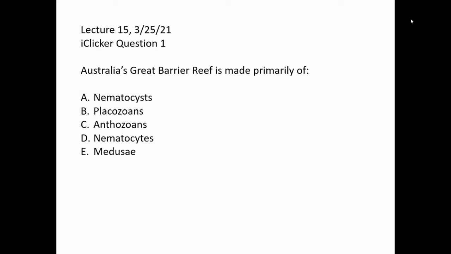Okay, I'm going to go through a couple of iClicker questions, and let me start this one off here. So I'll give you 30 seconds. This goes back to some of the things that we've just talked about. So Australia's Great Barrier Reef is made primarily of nematocysts, placozoans, anthozoans, nematocysts, or medusae.